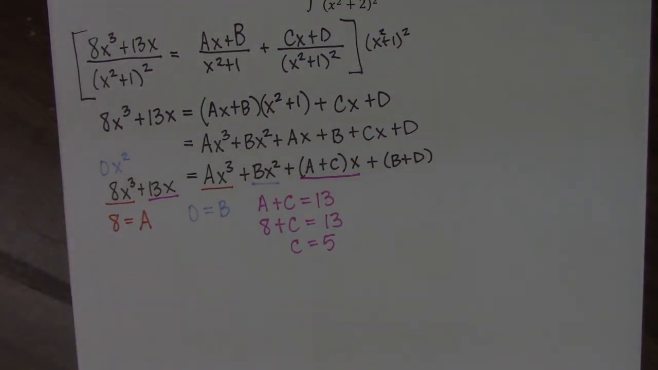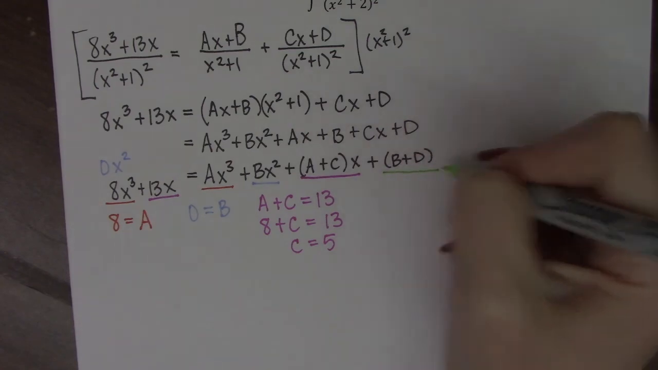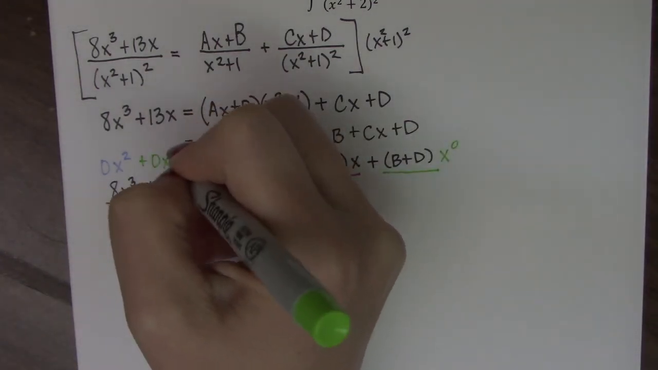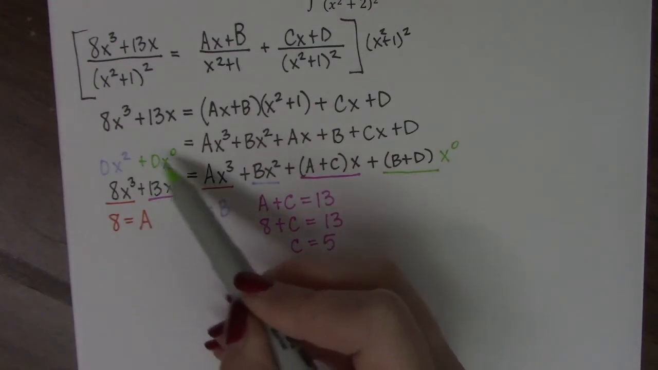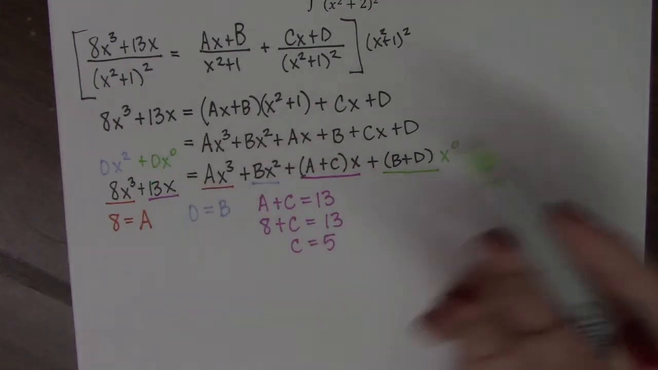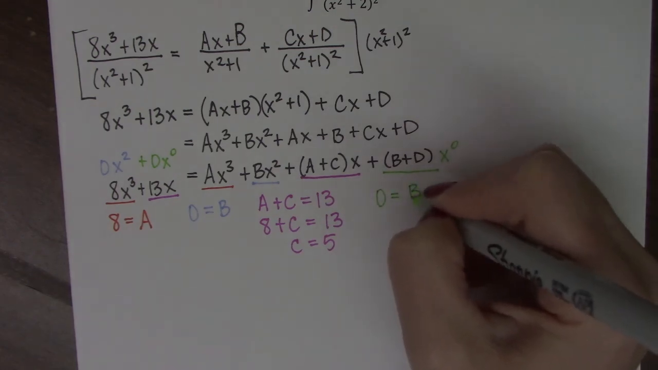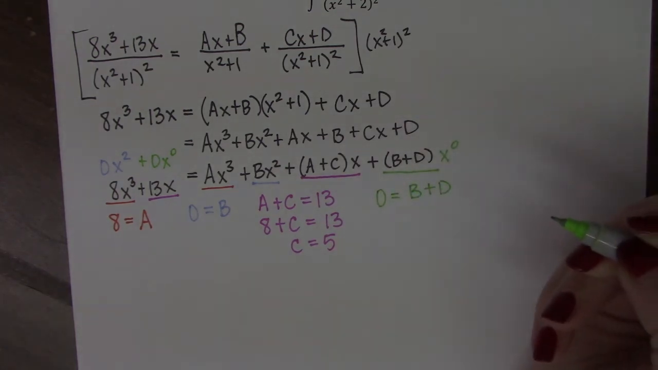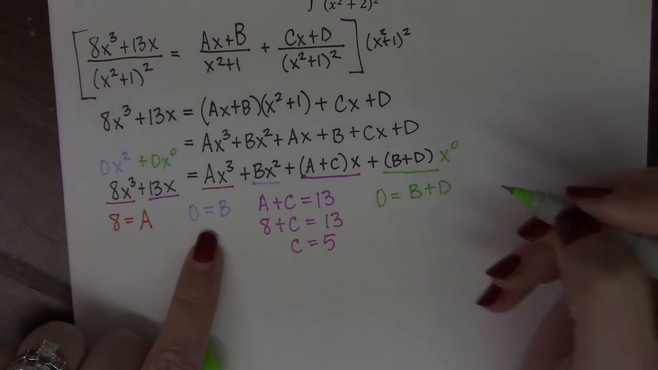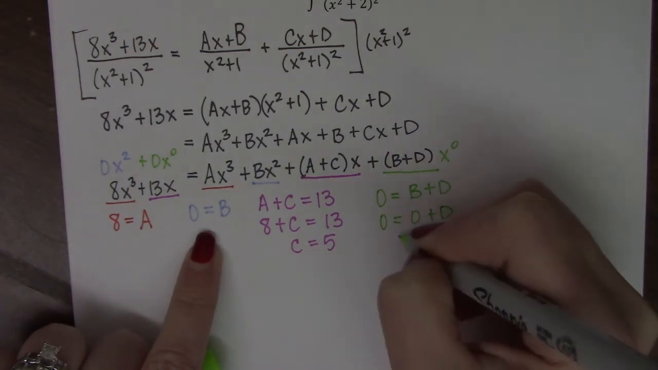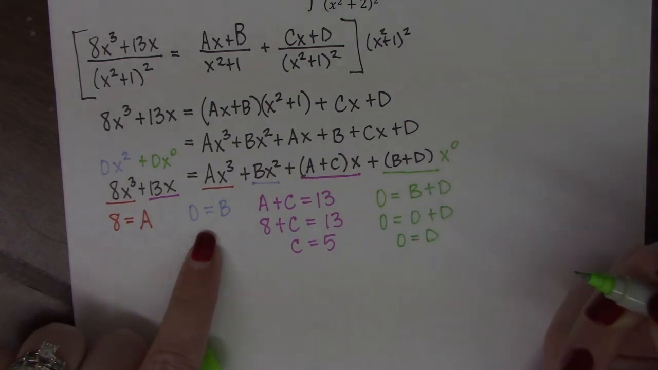And then for the last term, right, I have b plus d, right, times x to the 0. But over here, right, I don't have a x to the 0 term. So that means that coefficient was also 0. So that means 0 equals b plus d. But I've already figured out that b is 0. So that means d is 0 as well.